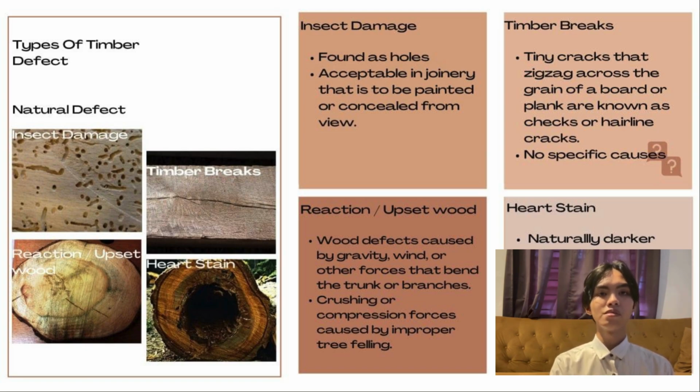In conclusion, natural timber defects are caused by biological and environmental conditions during the tree's life or even during harvesting. Some defects like knots or heart stain may only affect appearance, while others such as fungal decay or shake can make timber unsafe for structural use. Identifying and understanding these defects helps ensure that timber is used appropriately for its intended purpose, whether in construction, furniture making, or decorative work.